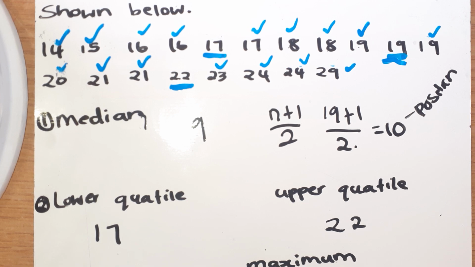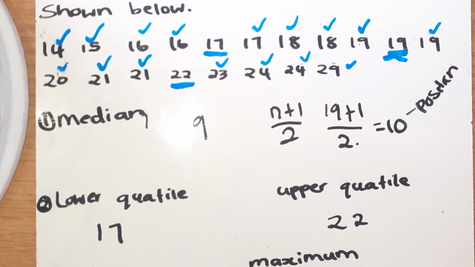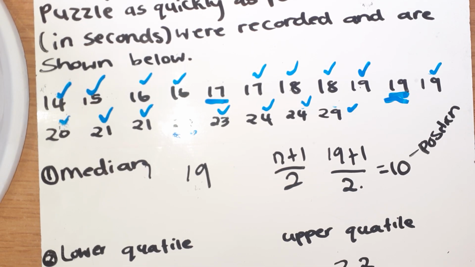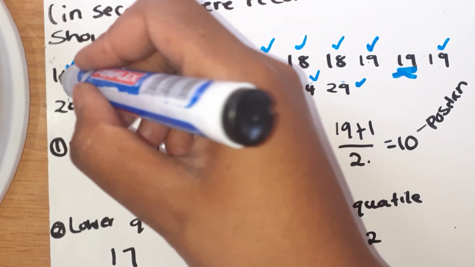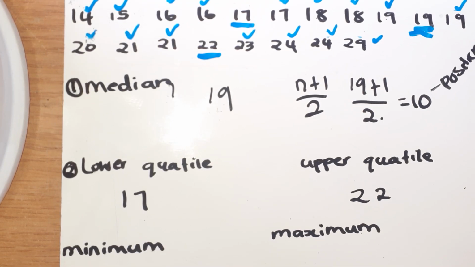It's very easy. And then you have to find the minimum and the maximum. So the minimum is the lowest number. When you see this set of data, the minimum is 14. So we're going to write 14 for the minimum.